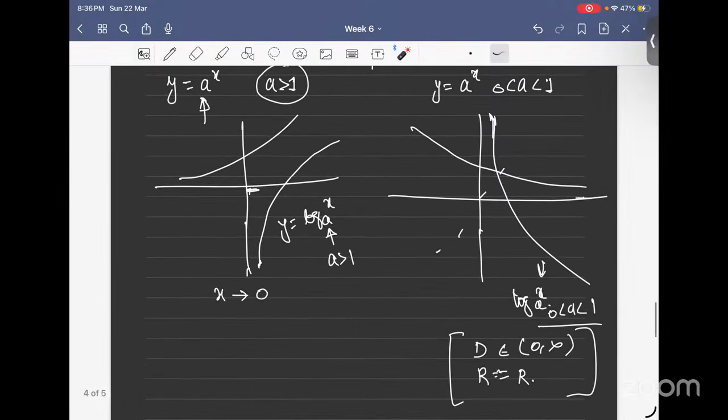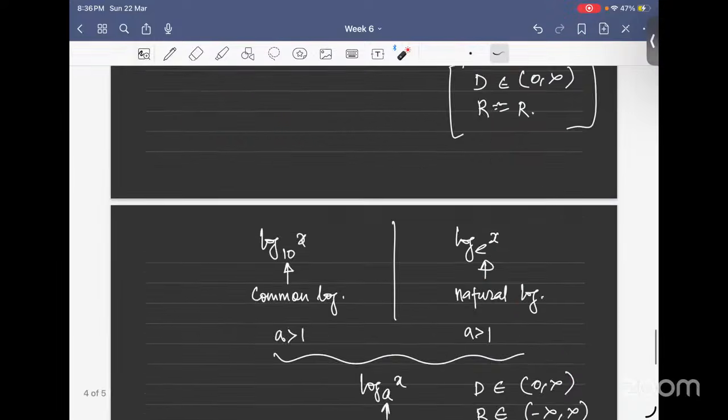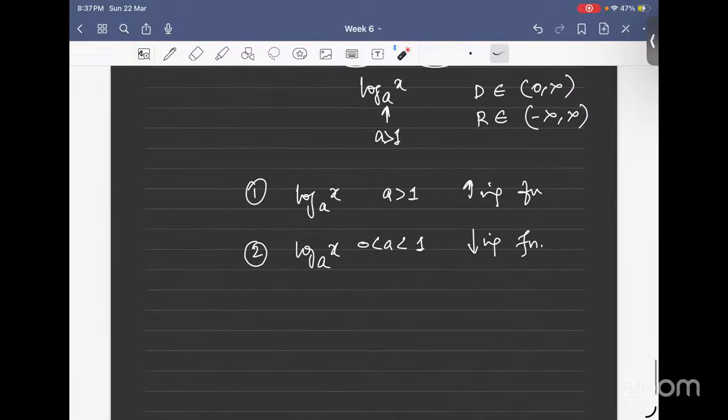Now, as x tends towards 0, the function value is infinite, and if x tends toward infinite, the function value tends to minus infinite, correct? So it goes from infinite to minus infinite, and that's why this is a decreasing function. Here it goes from minus infinite to infinite, so this is an increasing function. Is this clear to everyone?